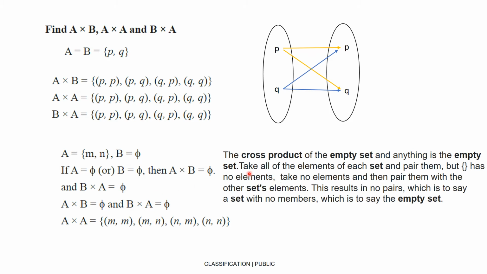So take all the elements of each set and pair them, but the null set has no elements. Take no elements and then pair them with the other set's elements. This results in no pairs, which is to say a set with no members, which is to say the empty set. Okay, no pair. Therefore A cross B is also the empty set, and B cross A is also the empty set. And A cross A means what? {M, N} cross {M, N}: M pairs with (M, M), (M, N), and N pairs with (N, M), (N, N). Clear?